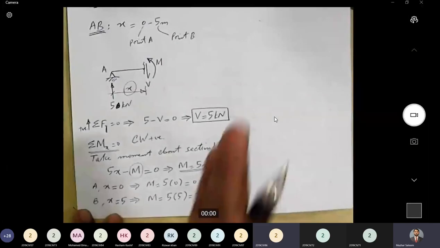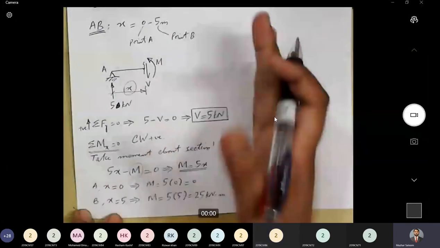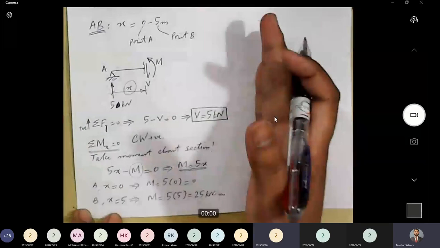Force is force, and in order to generate moment, force needs a lever arm. But moment is not a force. It is already a moment. It is a rotational effect of force. So we do not need to multiply this moment with any other thing to convert it into moment.